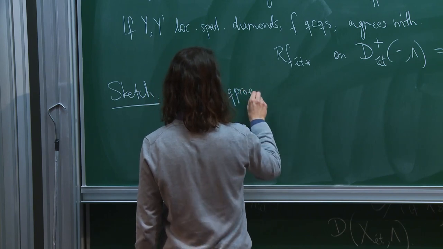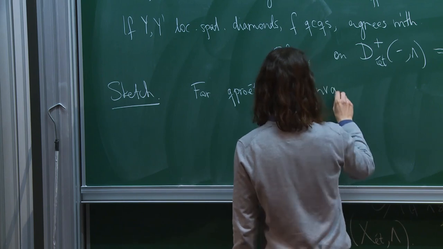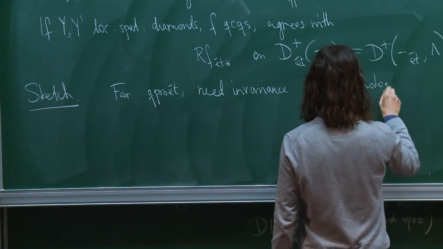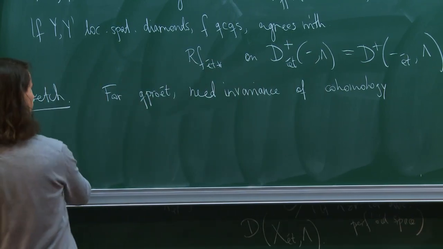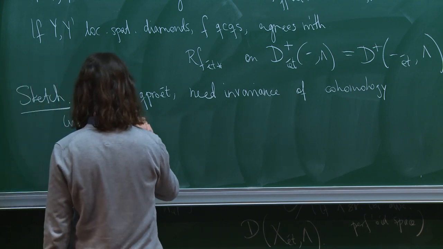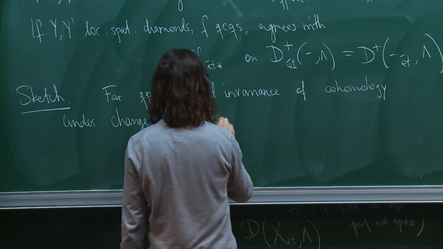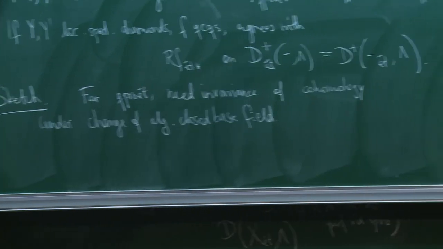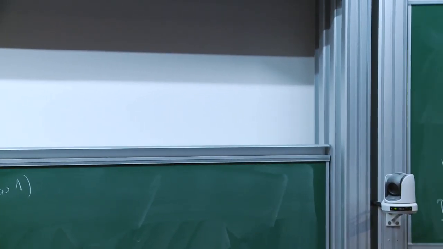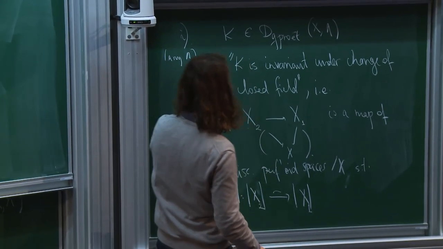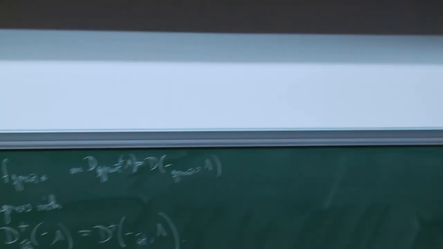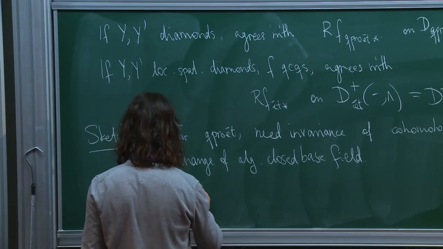For the quasi-Poincare case, we need invariance of etale cohomology under change of algebraically closed base field. So let me just write cohomology. It reduces to etale cohomology of some reasonable guys. That's because checking that it maps something in the d quasi-Poincare into itself, you somehow have to check that the image satisfies this condition here, which means that the cohomology of y prime with these coefficients is invariant under this change of algebraically closed base field. And so this really needs that n times lambda is 0, where n is prime to p.